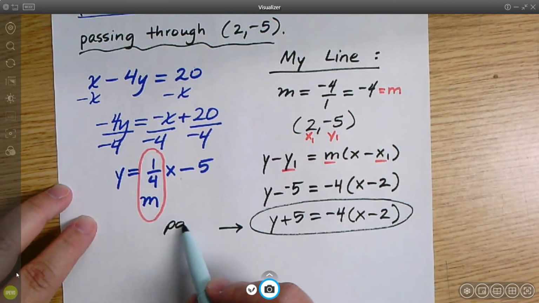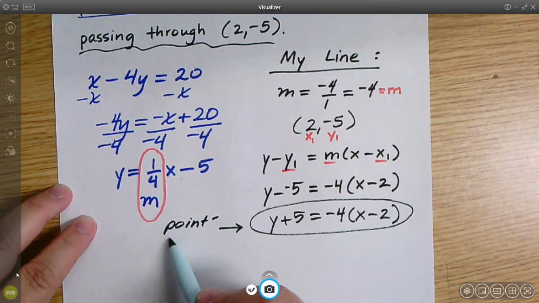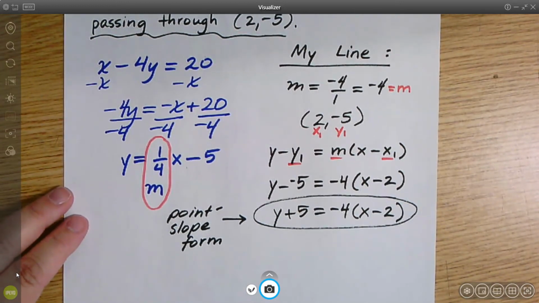Okay, that's what this is. I'm sorry, yeah, that's right. Had a moment of confusion if I was saying the right thing. That one's in point slope form.